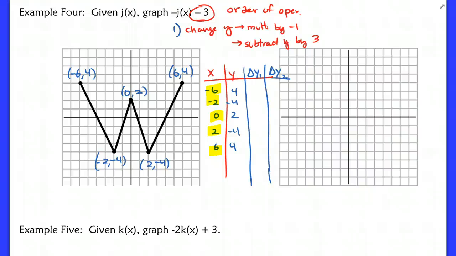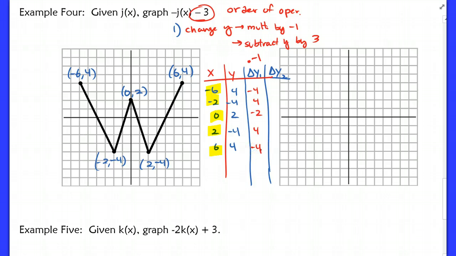So the first thing that I do when I change this y is multiply by negative 1. So I multiply every single number in this y column by negative 1, so I get negative 4, positive 4, negative 2, positive 4, and negative 4. Okay, so that's the first translation.